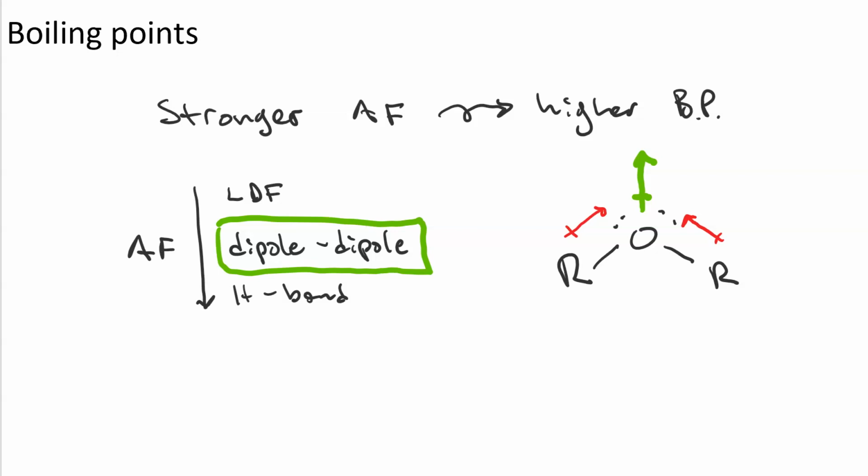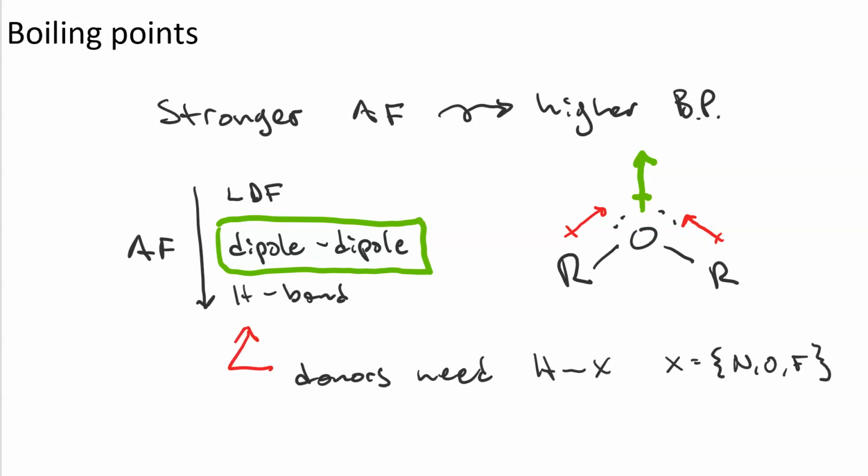Ethers, however, are not hydrogen bond donors. Remember, a hydrogen bond donor needs to contain an H-X covalent bond, where X is nitrogen, oxygen, or fluorine. So even though an ether contains an oxygen, the oxygen is bonded to carbons and not to hydrogen. Hence, ethers can be hydrogen bond acceptors, which makes them soluble in hydrogen bonding solvents, but they are not hydrogen bond donors, so they won't have as high a boiling point, say, as an alcohol.